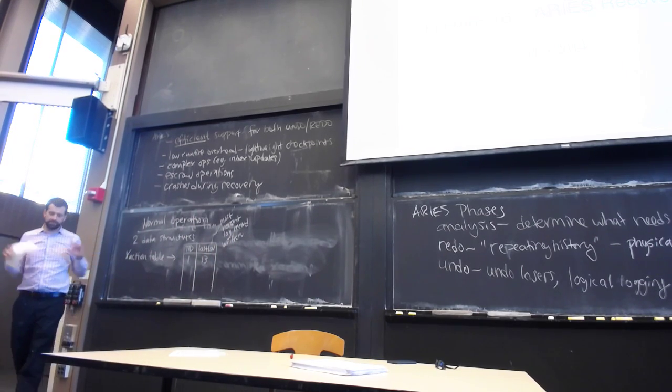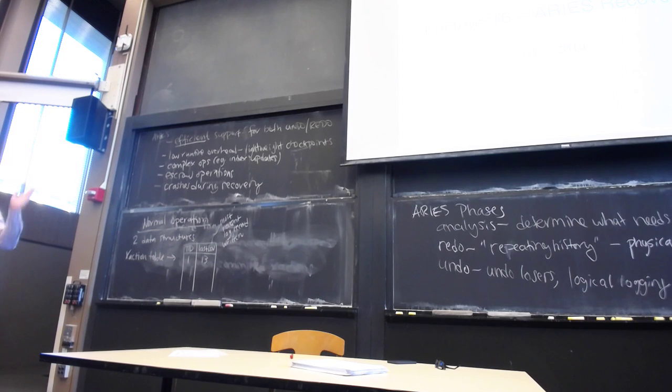So this transaction table is all the outstanding transactions. So when a transaction commits, we can remove it from the transaction table. And whenever a transaction writes a log record, we just update this last LSN field for that transaction. Okay?